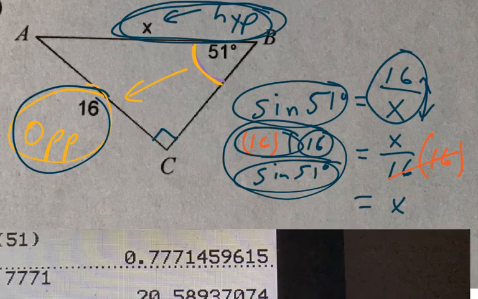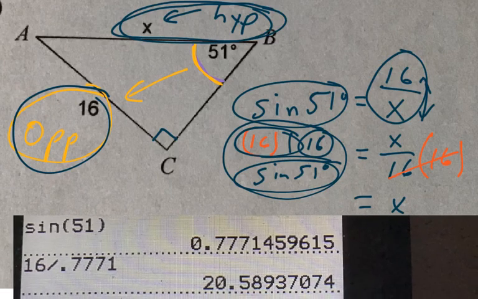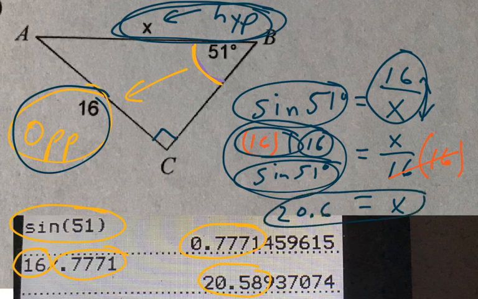So going to our calculator here, we know that the sine of 51 is 0.7771. We're going to take 16 divided by that 0.7771. And here's our answer. Rounding that off, we know that x equals 20.6 with a little round off. So we just figured out, again, the hypotenuse is 20.6 in this case.